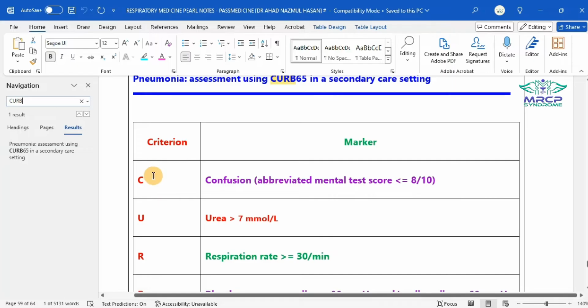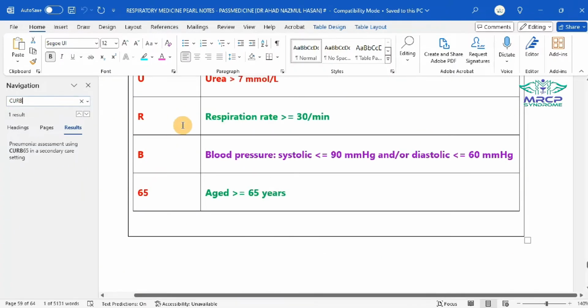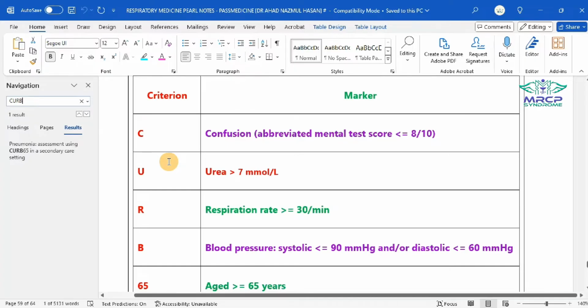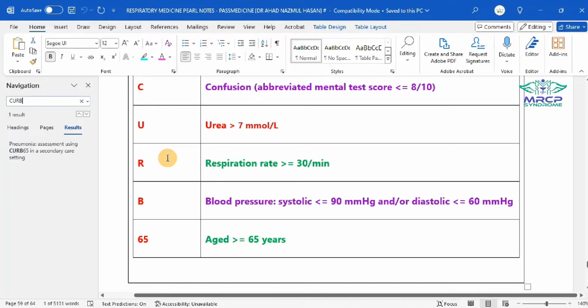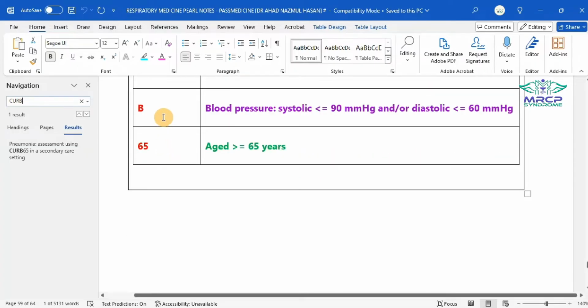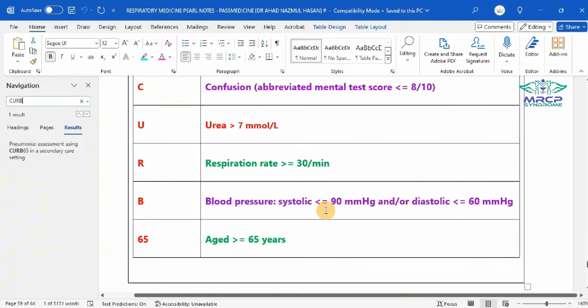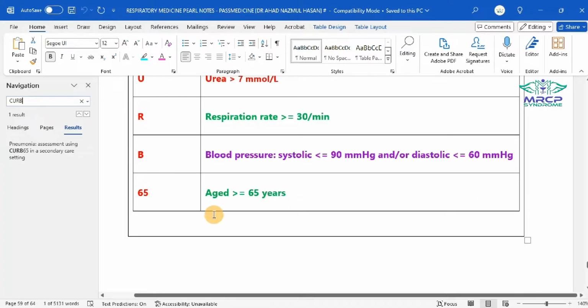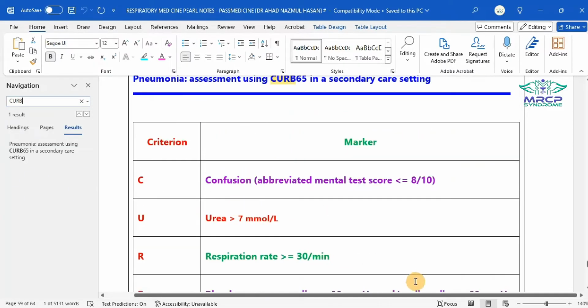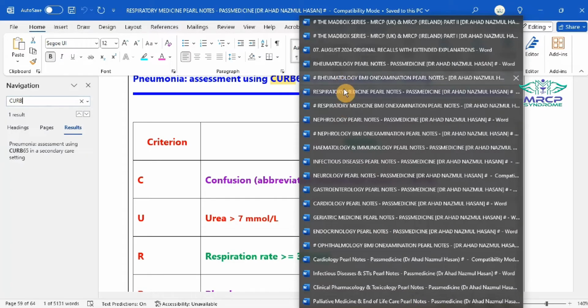So C is for confusion, meaning the abbreviated mental test score should be equal to 8 or less than 8. U is for elevated urea level greater than 7. R is for respiratory rate greater than or equal to 30. And B is for the blood pressure: whenever the SBP is less than or equal to 90, or the diastolic BP is less than or equal to 60, here is also 1 point. And another one is if the age of the patient is greater than or equal to 65. Each of these carries 1 point.